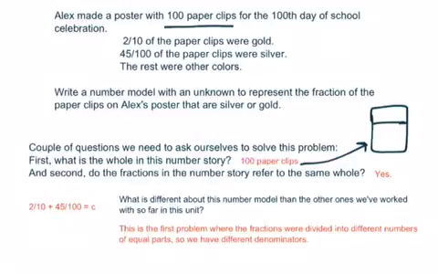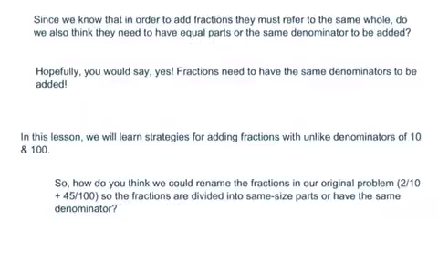Okay, so let's think, well, what are we going to do with that? Since we know that in order to add fractions, they must refer to the same whole, do we also think that they need to have equal parts or the same denominator to be added? Does it have to be straightforward like the 1/3 plus 1/3 equals 2/3? Hopefully you'd say yes. Yes, fractions do have to have the same denominators to be added, just like I couldn't add apples and oranges together and say I have X amount of, which thing would I call it? There isn't a way to do that. I have to have my fractions with the same denominators in order to be added.